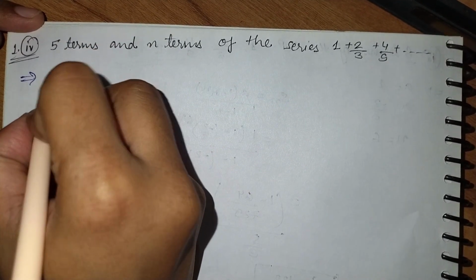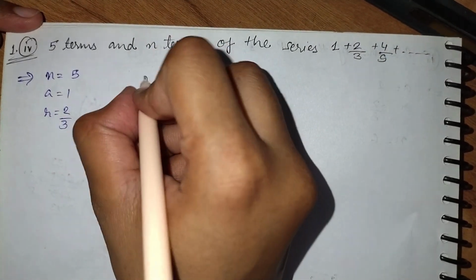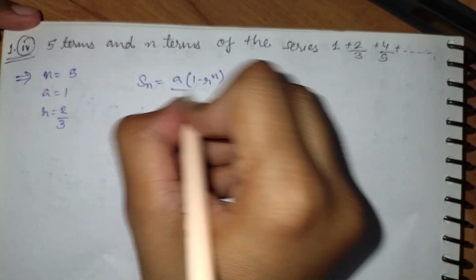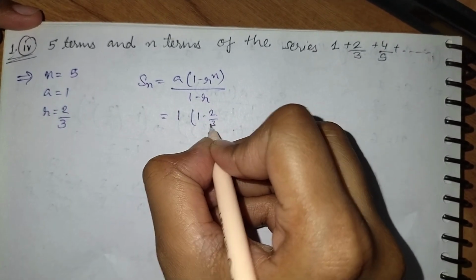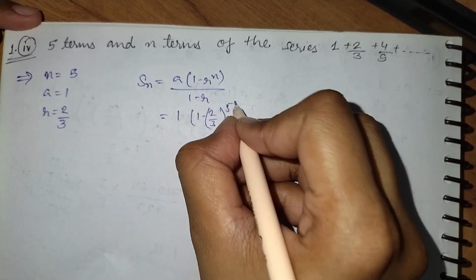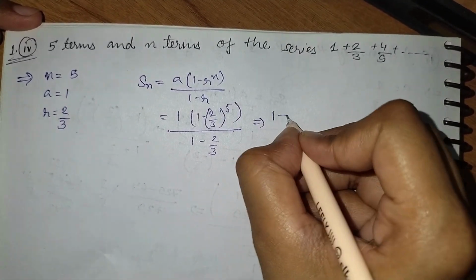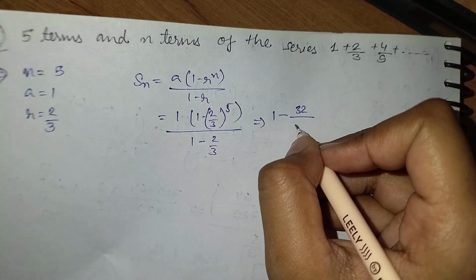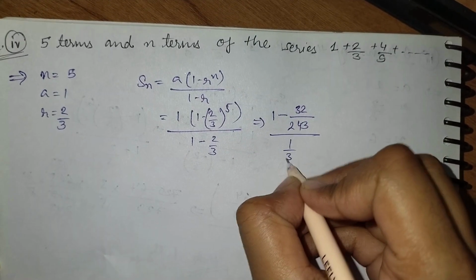Number of terms is 5. First term of the GP is 1 and common ratio is 2 by 3. So simply Sn, the sum of the terms, will become a(1 minus r^n) divided by (1 minus r), which equals (1 minus (2/3)^5) divided by (1 minus 2/3). On solving, that will become 1 minus 32 divided by 243, upon 1 by 3.